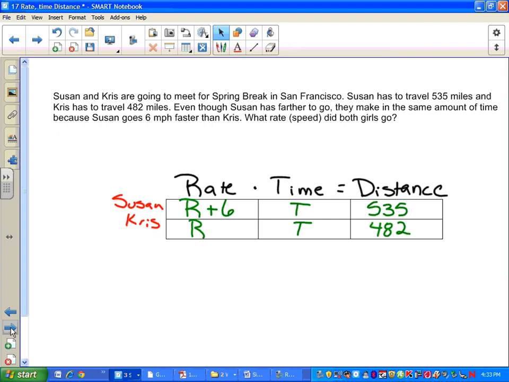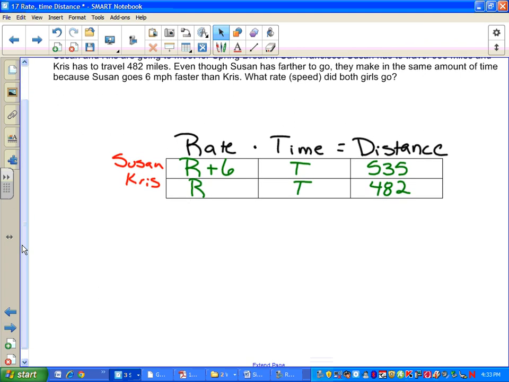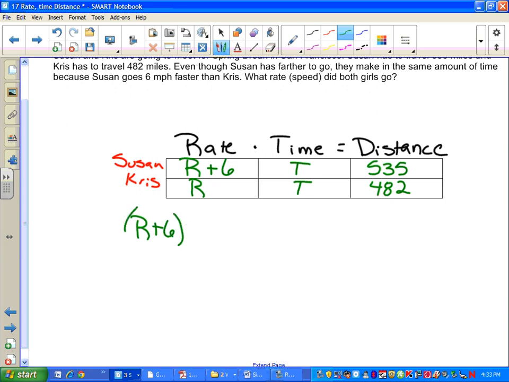Now, how are we going to solve these? Well, the best way to approach these is, first of all, let's make two equations. We know that R plus 6 times the time equals 535. This is for Susan. For Chris, we know that her rate times her time equals 482.